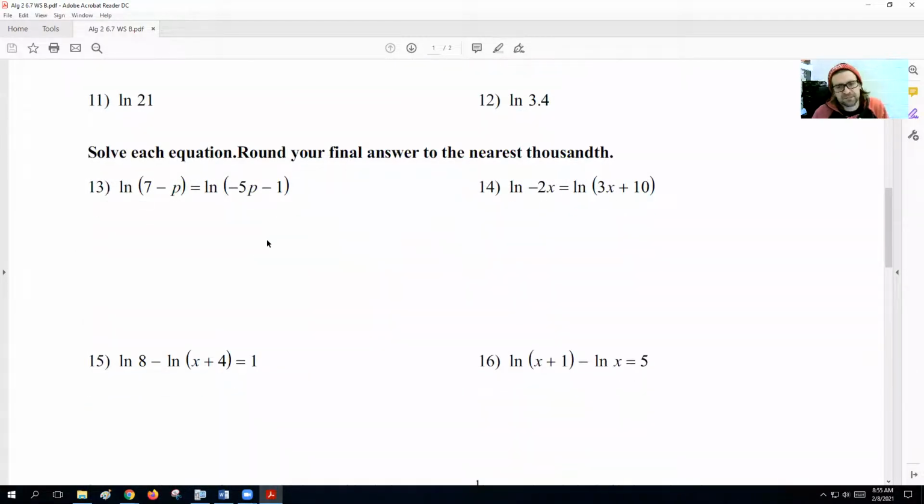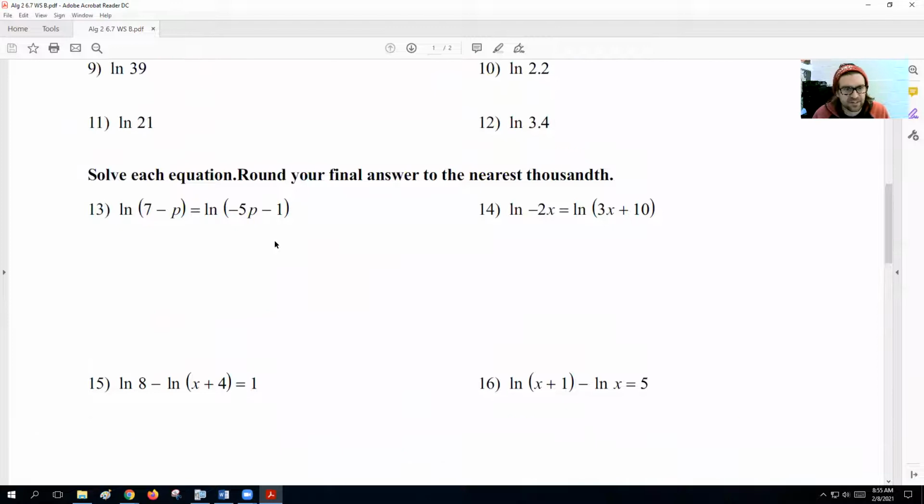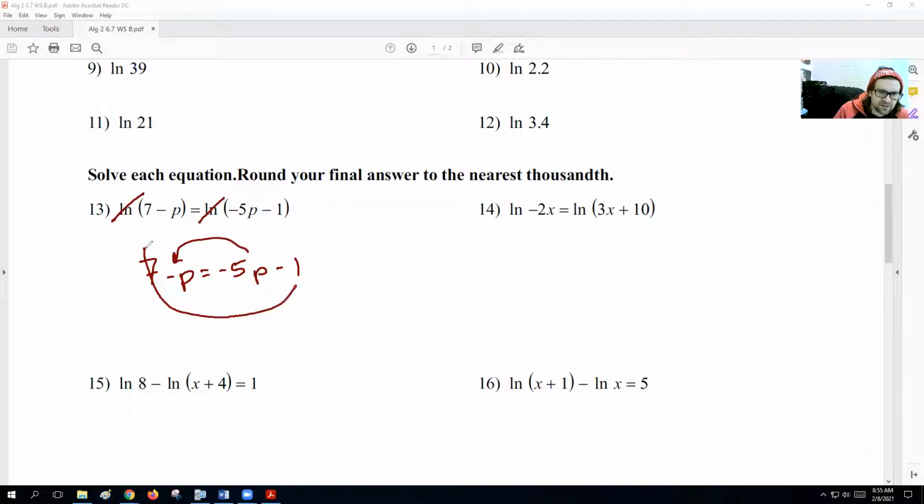Okay, so let's talk about how we solve these problems. And these ones are actually fairly easy. If they have a natural log on both sides, they cancel each other out. So you've got 7 minus p is equal to negative 5p minus 1. So move this over here, and then move this 7 over there. So if we add 5p over here, we'd have 4p. If we subtract 7, it equals negative 8, so p would equal negative 2.